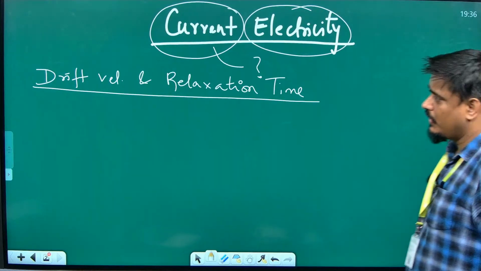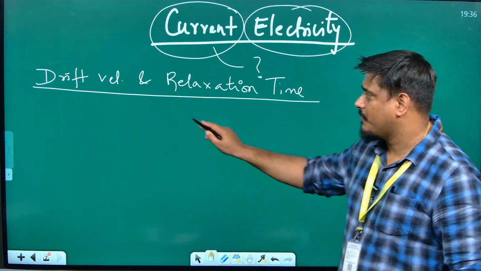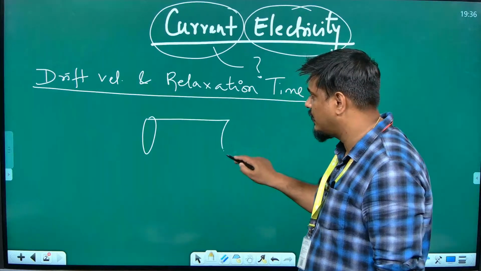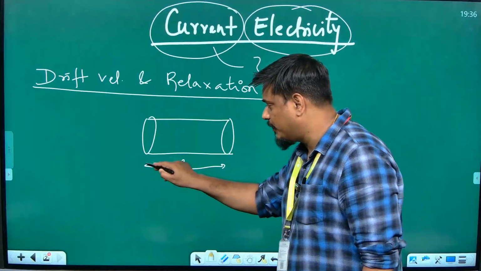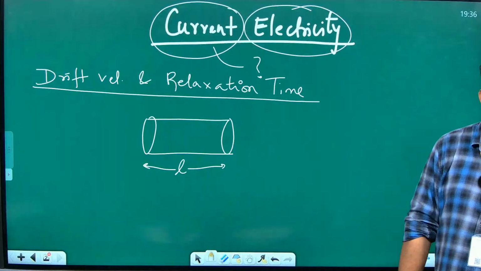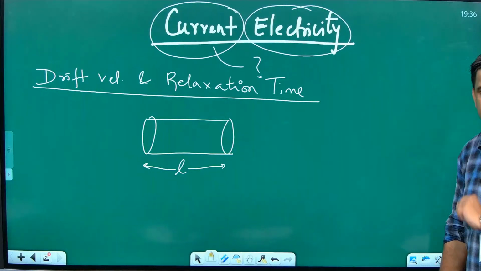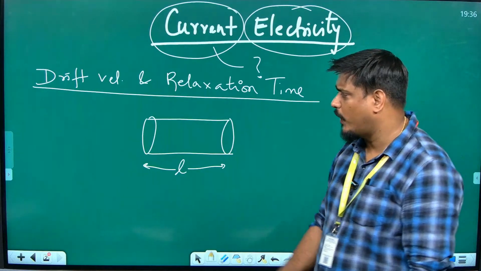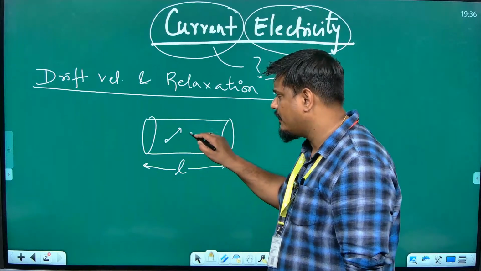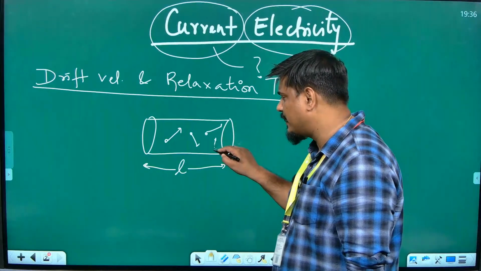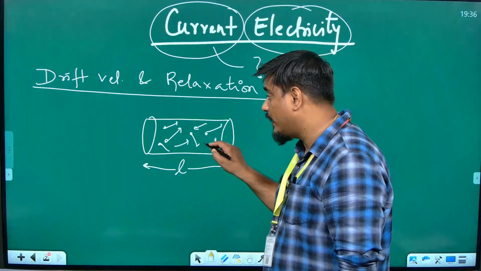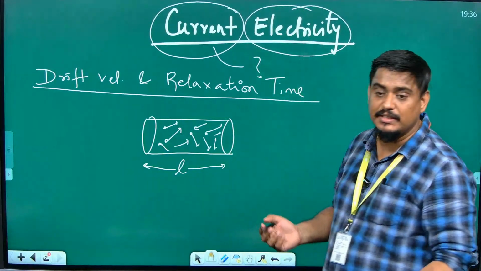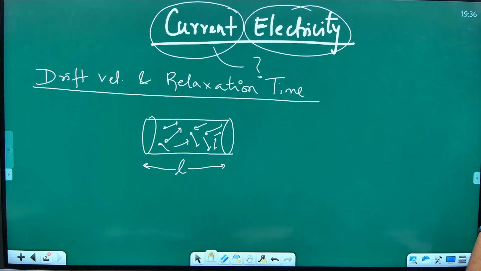As I said some time before, I am having a conductor. Let me assume the conductor is of some length L. In this conductor, what do I have? I have free charged particles, but how are they moving? They are moving in random directions. So every charged particle has a velocity, but this velocity is not in a particular direction.